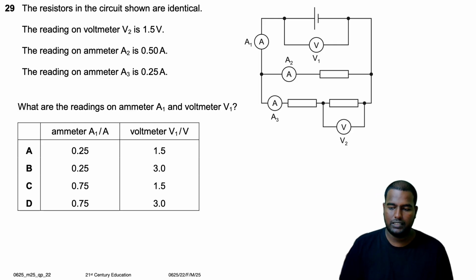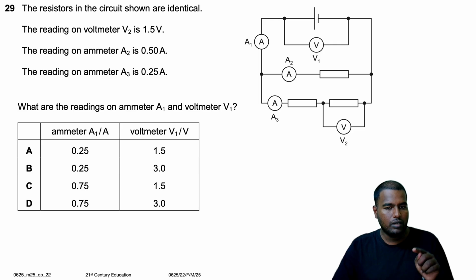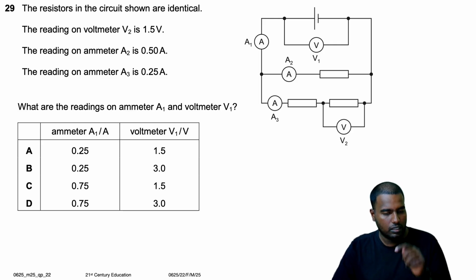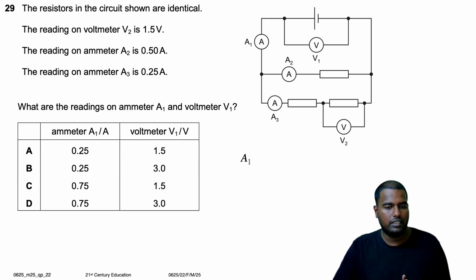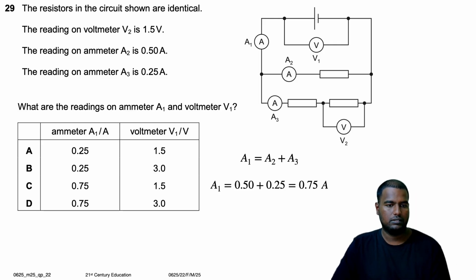Okay, it's very easy. Ammeter A1 is in the circuit. From there only A2 and A3 are splitting, so the total current will be A2 plus A3. So it will be 0.50 plus 0.25, which is 0.75 ampere. Now we have to find V1.